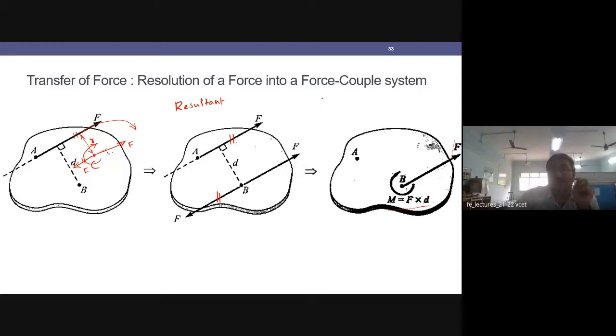Now I told you that when we are talking about a parallel force system, then we have sigma Fx equal to 0, sigma Fy equal to 0, and sigma M equal to 0.